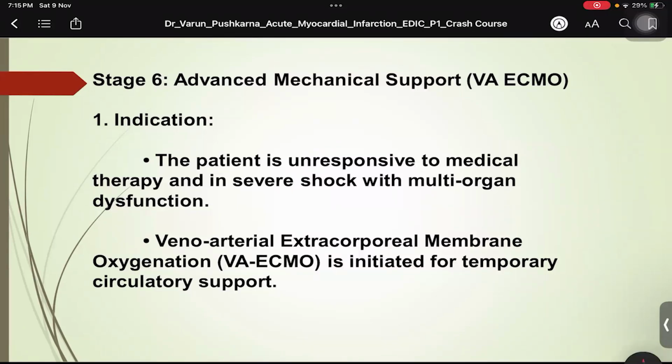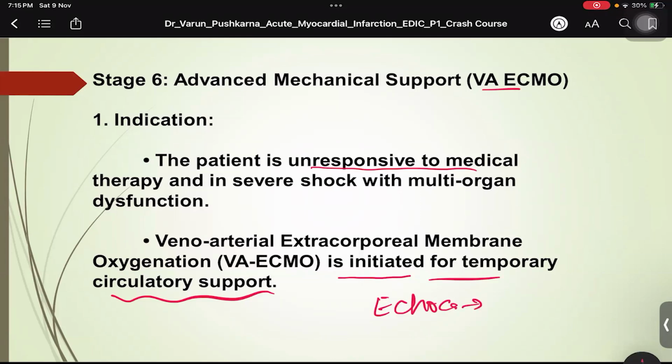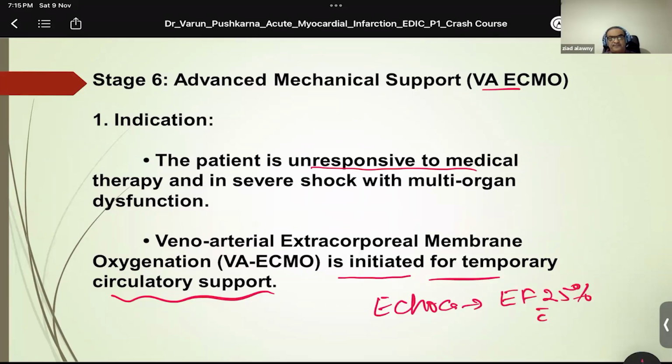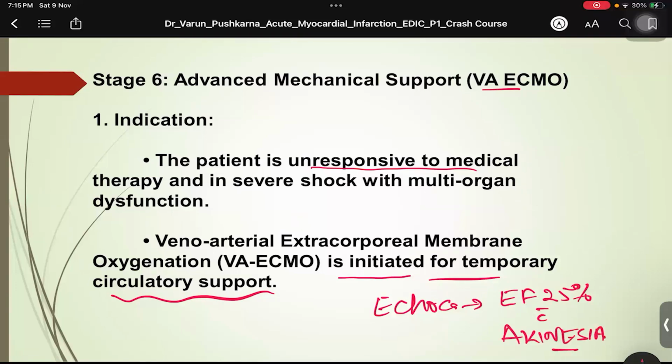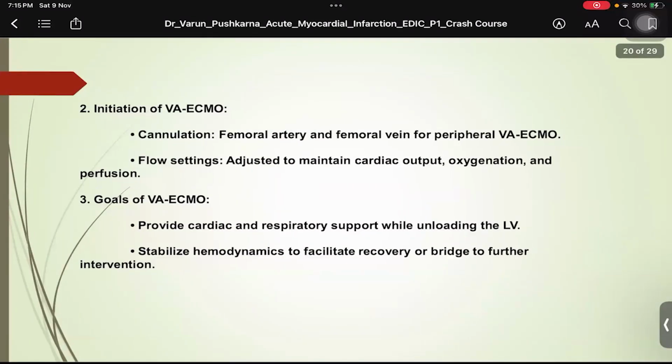And because this patient was unresponsive to the medical therapy, we put the patient on VA ECMO as a temporary circulatory support. But you remember the echocardiography of this patient? What did this patient have? Ejection fraction of 25% with akinesia. So that means there are chances that this patient may not recover. Let's see if the patient improved.